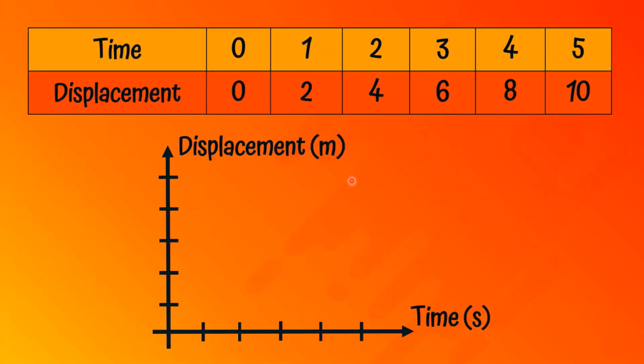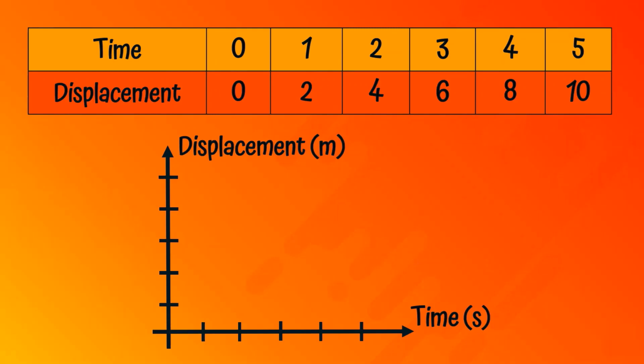Okay, this is our first question. So we have a table here and here the graph. In this column there's time and in this column there's displacement. So in 0 seconds 0 meters, in 1 second 2 meters, 2 seconds 4 meters, 3 seconds 6 meters, 4 seconds 8 meters, and in 5 seconds 10 meters.